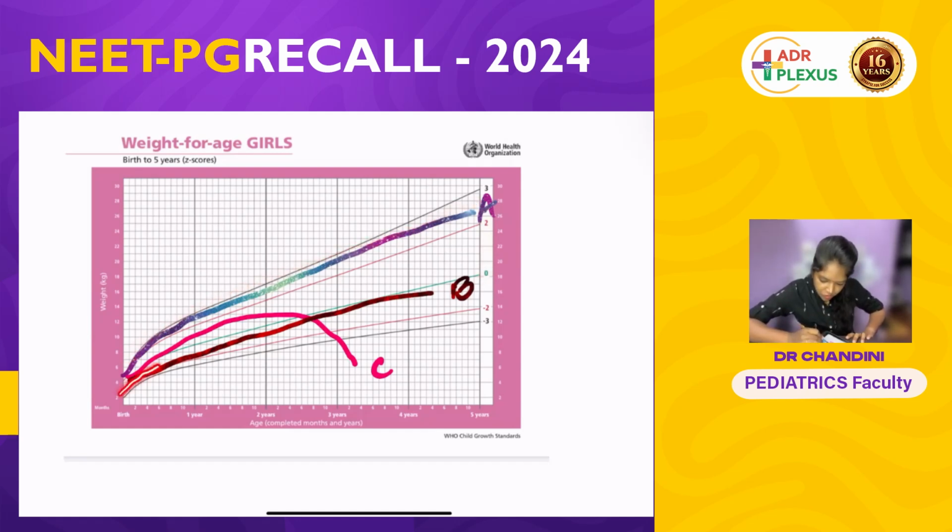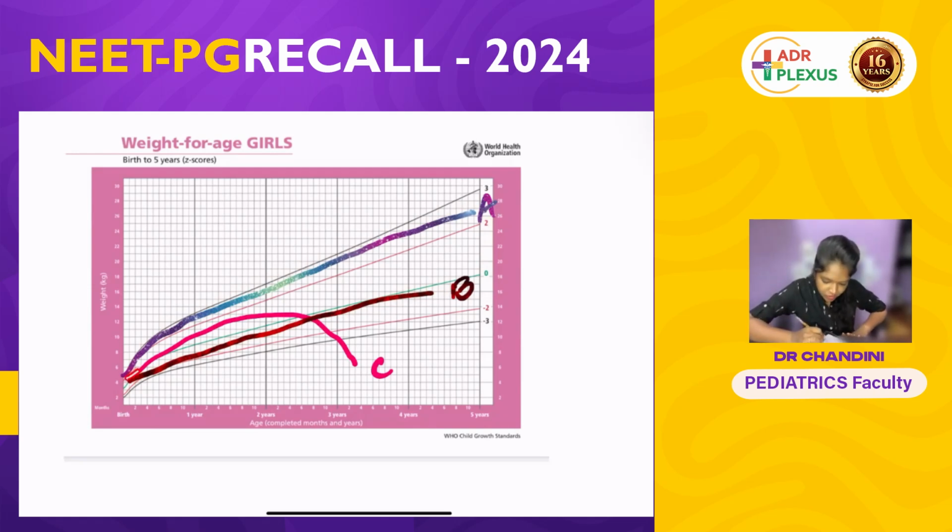Look, B curve is also starting low, but it is following a pattern and it is between 0 to -2 standard deviation. 0 to -2 standard deviation is also normal. So anything above +2 standard deviation and anything below -2 standard deviation is abnormal. Within the red lines are normal, away from the red lines, below and above the red lines, are abnormal. So B is also normal.